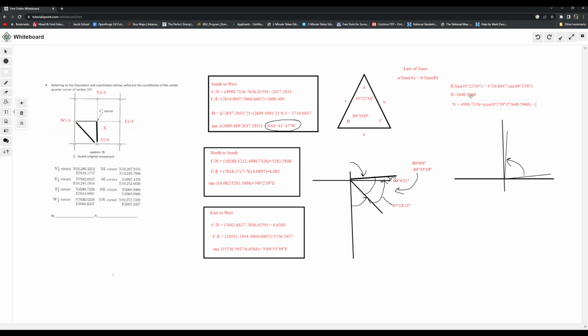okay, so this is the easting. See, I always get the northing and easting mixed up. Nope. Hold on. I didn't even multiply it. I apologize, everybody. I'm doing my best. So times that by 2640.5960. Yeah, that's got to be the change in easting then.